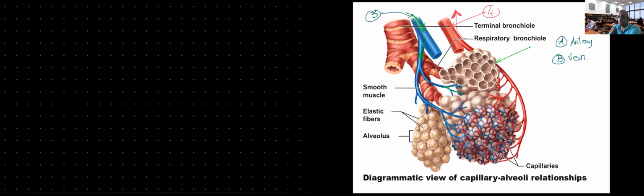Three is a vein, right? 3 vein, 3 vein. 4 artery. So the answers that I've got here: number 3 is marking a vein, and number 4 is marking an artery, right? Anybody disagree? Anybody disagree with this?